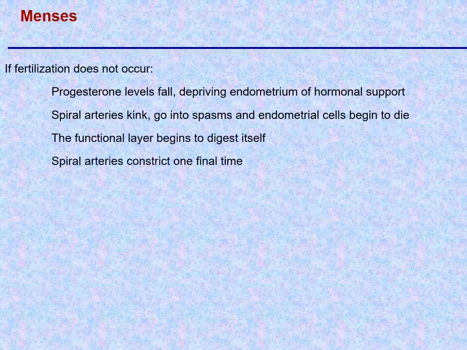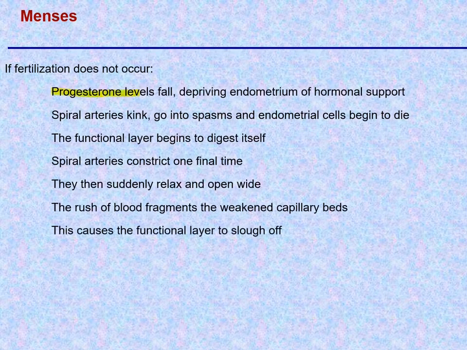Okay, no fertilization, progesterone drops off, and the endometrium doesn't have the hormonal support it needs to be maintained, at least the functional layer. There are spiral arteries in the functional layer of the endometrium, and they kink, they pinch off, they go into spasms, causing a reduction in flow of blood into that tissue, and the functional layer endometrial cells begin to die. So the functional layer essentially begins to digest itself, break apart.